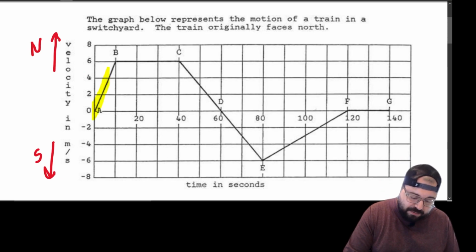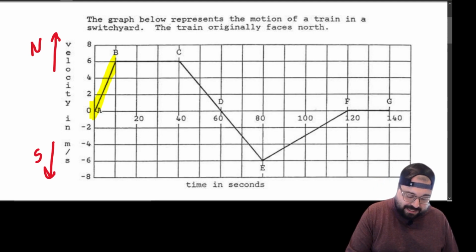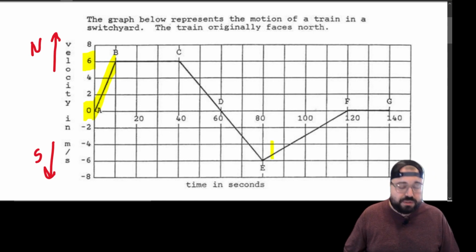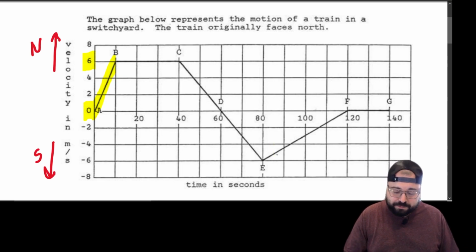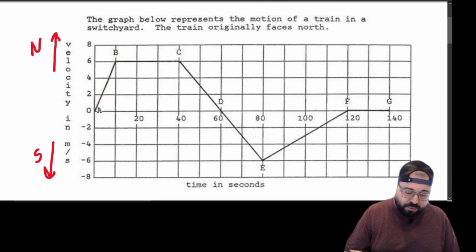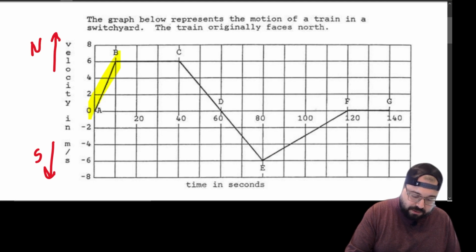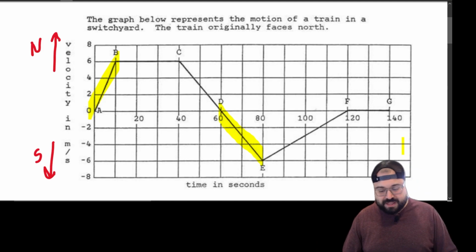Well, from A to B would be a good answer, right? A to B, the train was indeed speeding up. I can see that because my velocity goes from 0 to 6 meters per second. I increased my speed. However, what other intervals were we speeding up? We've got A to B here, but what else? So A to B, and guess what the other answer is? From D to E. That's weird.